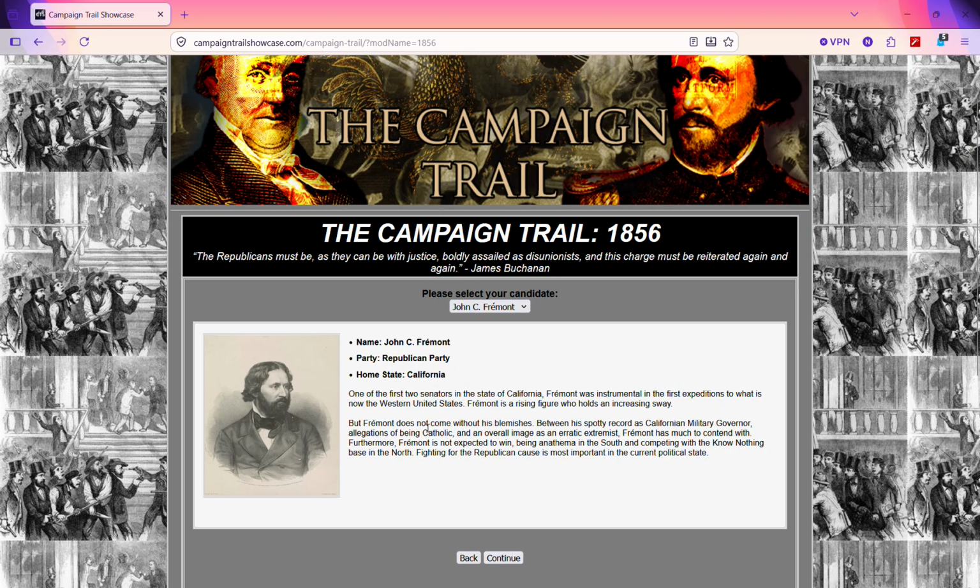It says Fremont does not come without his blemishes. He was a California military governor, and being Catholic, because remember, that's for some reason a big deal. He's also an erratic extremist, because the Republican Party is very new. Nobody really knows what their policies are, so there is a bit of a power scare there. Fremont is not expected to win, being an anathema to the South and competing with the Know Nothing base in the North. Fighting for the Republican cause is most important in this political state.